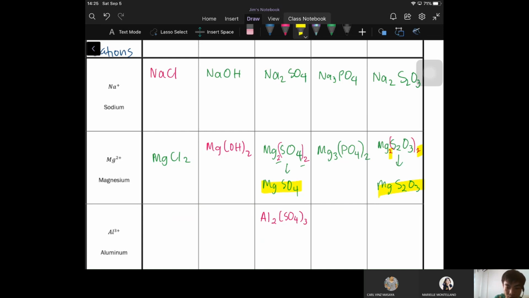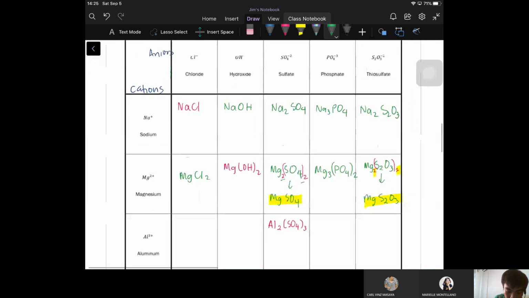Sige, so magpo-proceed na ako with aluminum. For aluminum and chloride, AlCl3 yan. For aluminum and hydroxide, tatlo yung aluminum. Yung 3 na yon, lalagyan natin na subscript ng OH, no? So, sa labas ng parenthesis. So, Al(OH)3.